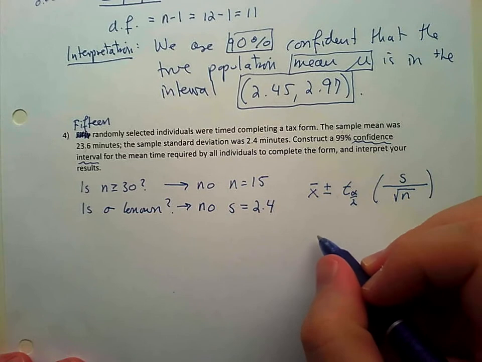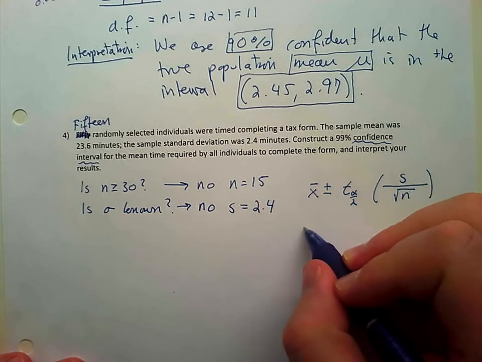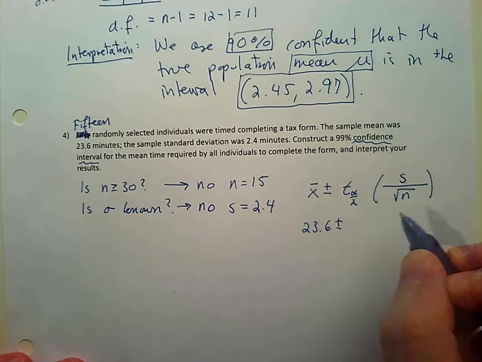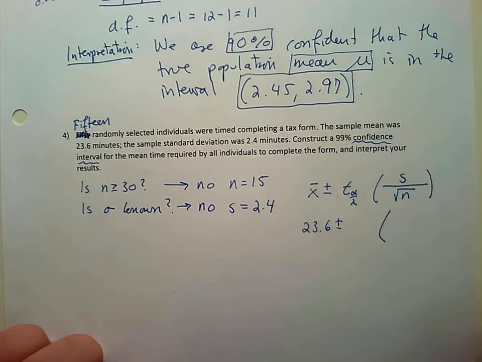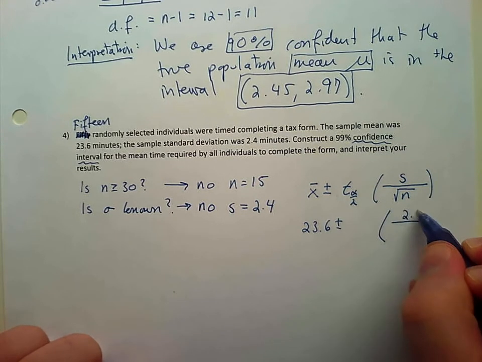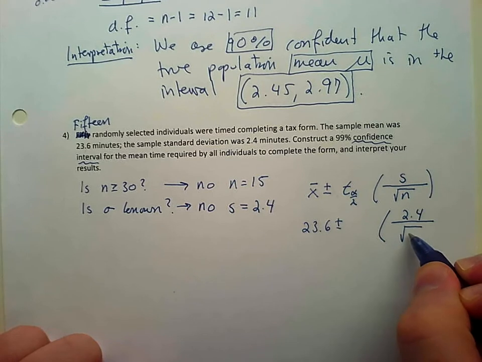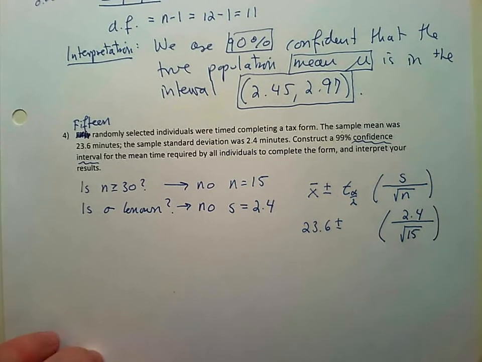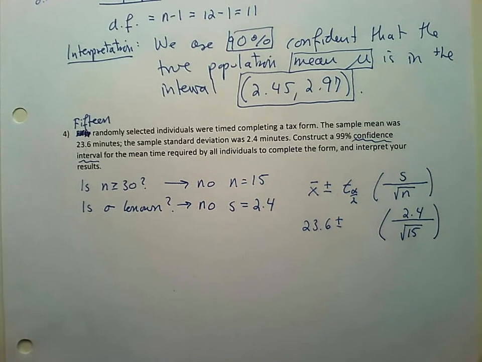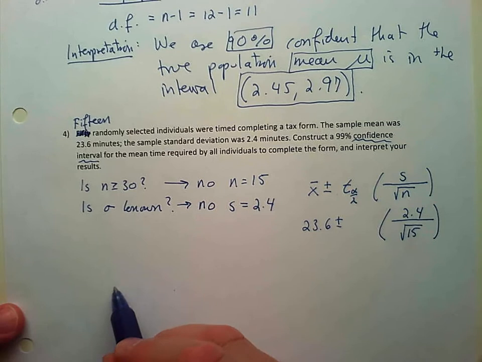We can start plugging values into this. It says that the sample mean, which is x bar, is equal to 23.6. We'll skip over T sub alpha divided by 2 here for a second, because we know that S is equal to 2.4 and our sample size is equal to 15. Now we just need to figure out what T sub alpha divided by 2 is. And again, remember that the two things that we need to know to determine what our T value is: we need to know what alpha divided by 2 is, and we also need to know how many degrees of freedom that we have. So let's first figure out what alpha divided by 2 is.